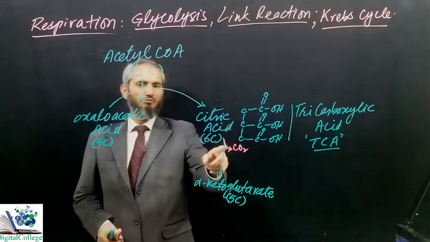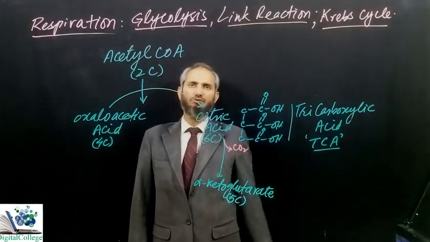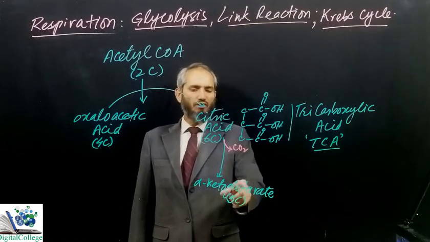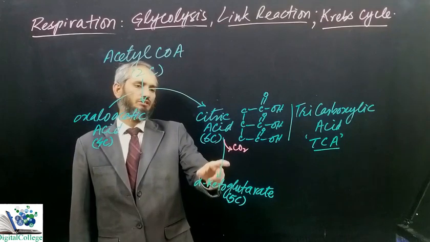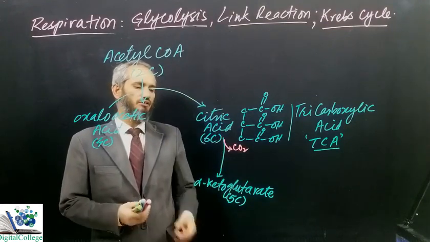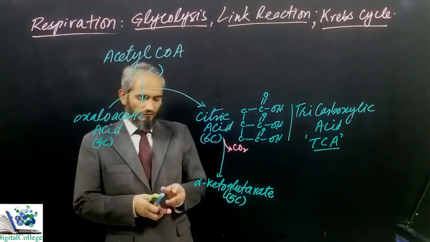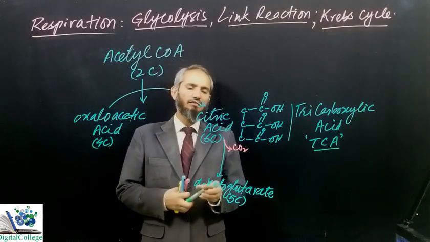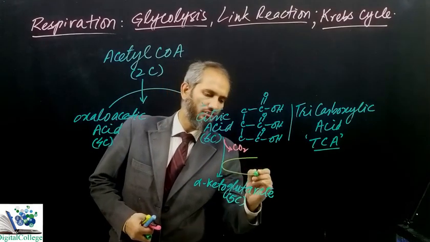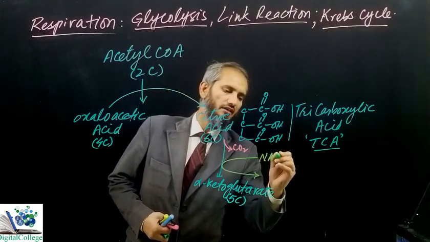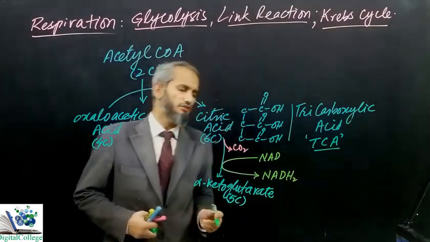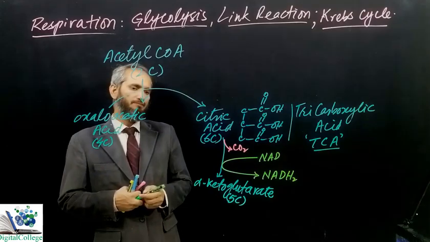If carbon is being removed, it means hydrogen is also being removed, just like in link reaction. And the removal of hydrogen here is called oxidation. So citric acid is being oxidized into alpha ketoglutarate. If citric acid is being oxidized, there must be some oxidizing agent. The oxidizing agent here is NAD, which itself is reduced into NADH2 during this process.